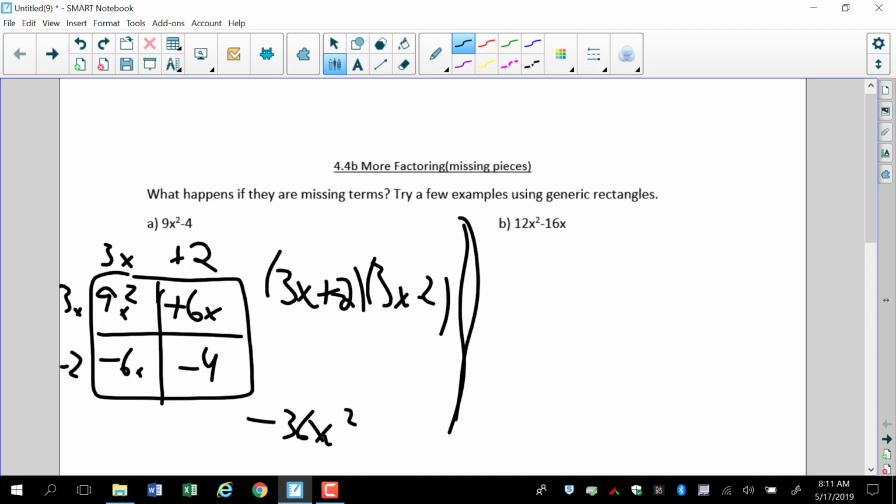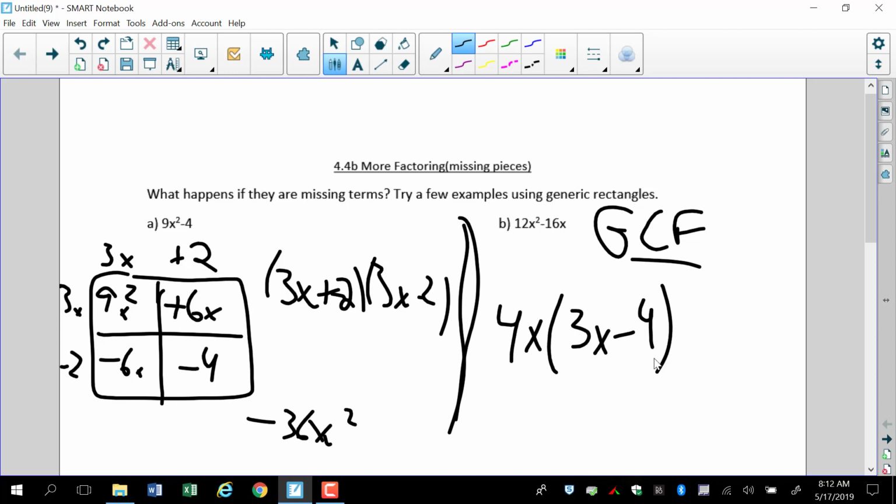Now, in a situation like the second problem, so for part B here, we're missing that last term, and what that allows us to do is do what we call GCF factoring. The reason why this becomes a lot easier to factor is if you just look here, the 12 and the 16, this is just factoring with GCF. What's a common factor of 12 and 16, which is 4, and I can also take an x out. I'm left with 3x minus 4. So in problems like this where that last term is missing, I don't even need to do the area model because I already am set.